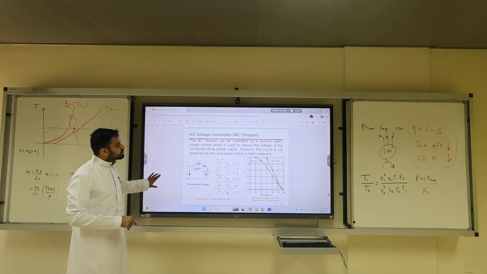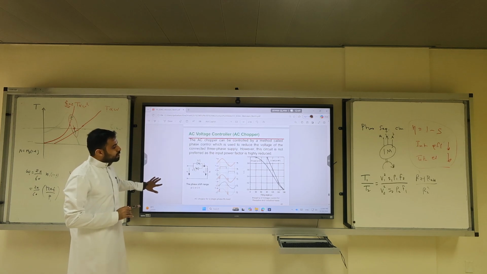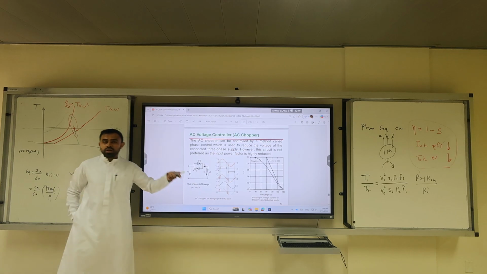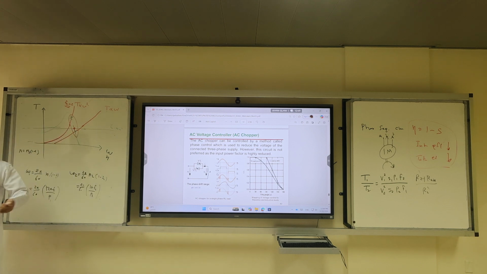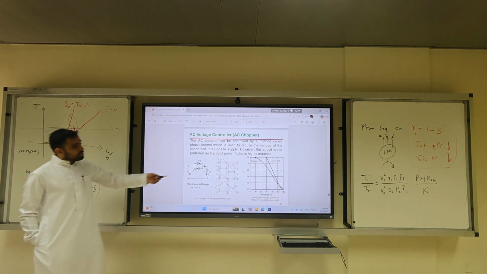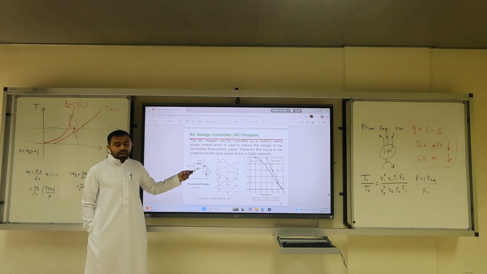And how to do it? Using the AC controller. Do you remember this from E360? No, because all of you took the old 360. Those who took the new 360 studied this. But what is this? You already studied this. This is the AC chopper, a thyristor with firing angle.